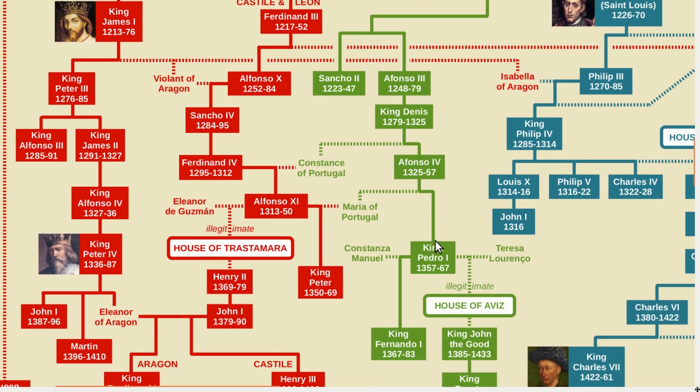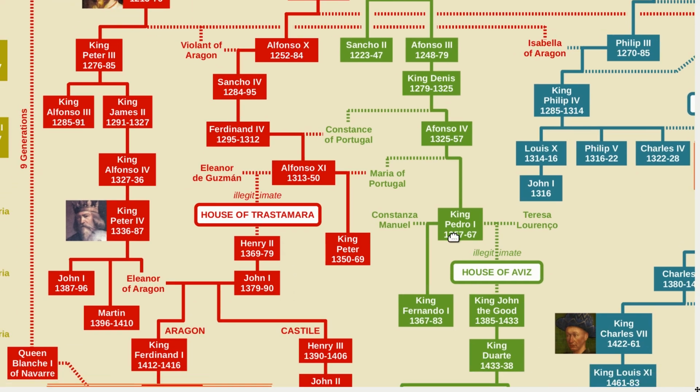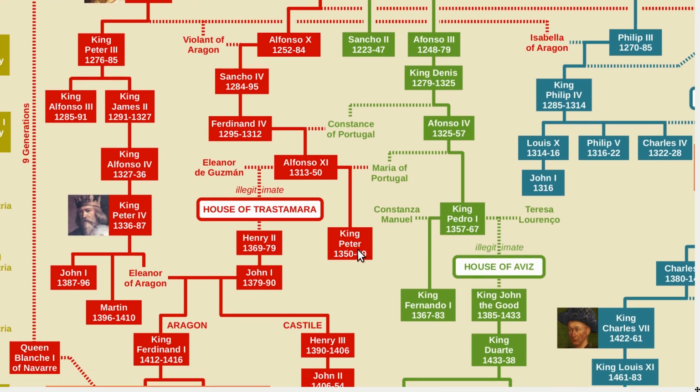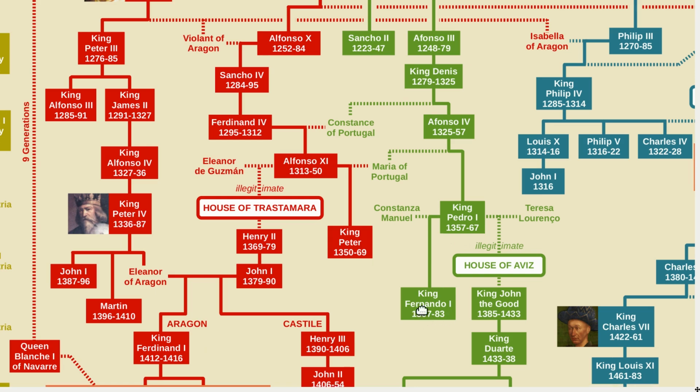We then come to Pedro I, or in English, Peter I, and I'll point out that for a brief period of time, there are actually 3 King Peters ruling on the Iberian Peninsula at the same time. There was King Peter IV of Aragon, King Peter of Castile, and King Peter I of Portugal. Peter I, or Pedro I, was followed by his son Fernando I.